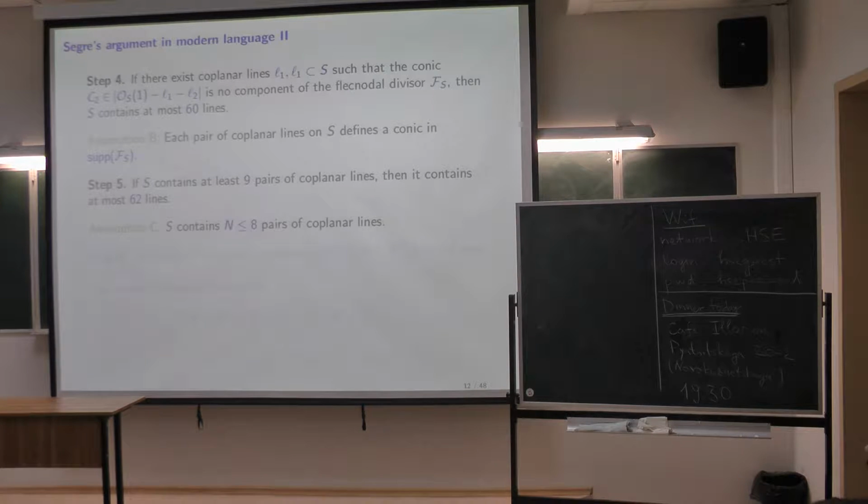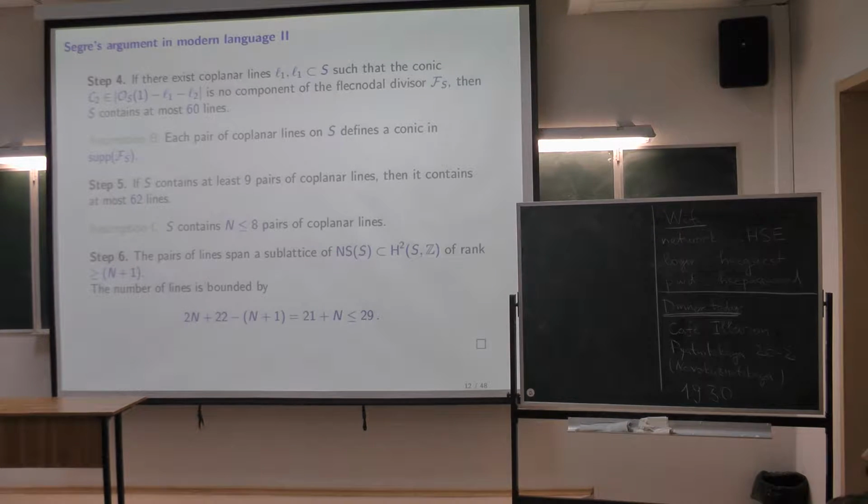Because for coplanar lines, if it contains 9, then the flectonal contains 9 conics. It has degree 80, intersecting with my quartic, so there's no space. But then I can finally use the Néron-Severi lattice. I am on a K3 surface. If I write down the intersection matrix of these 8 pairs of lines, then it's just minus 2s on the diagonal and 1s when they meet. So whatever I try for those pairs of lines, the rank is at least n plus 1.